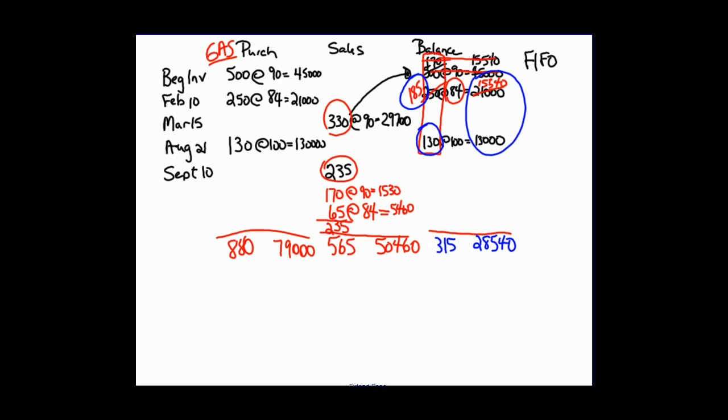When you calculate the totals at the bottom, it also gives you a way to check your work, because if we take our goods available for sale in units and subtract what we sold, we're going to end up with our ending inventory. And if we take our goods available for sale in dollars and subtract off what we sold to our customers, we're going to end up with our ending inventory. So that's a way we can check our work.